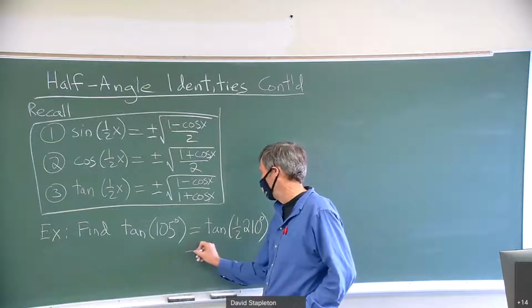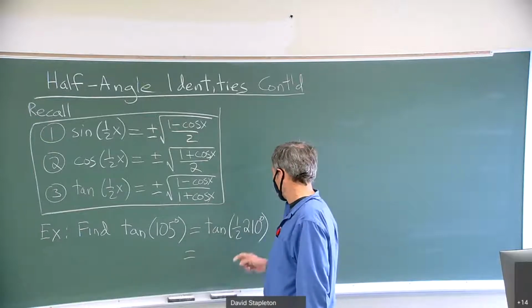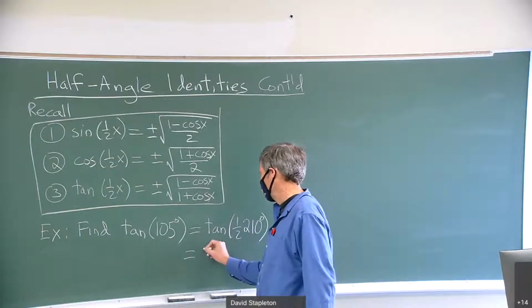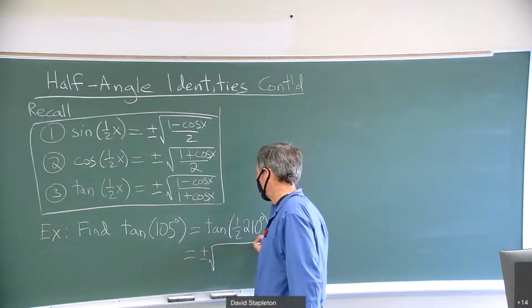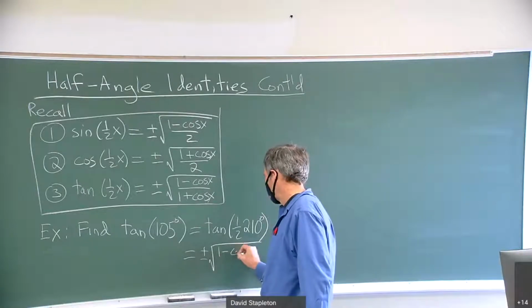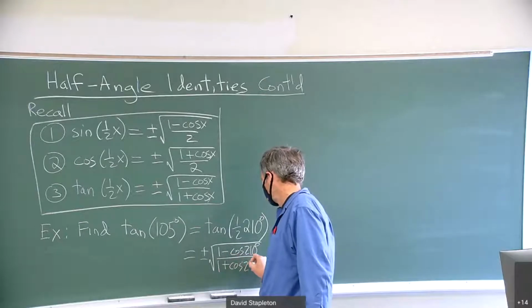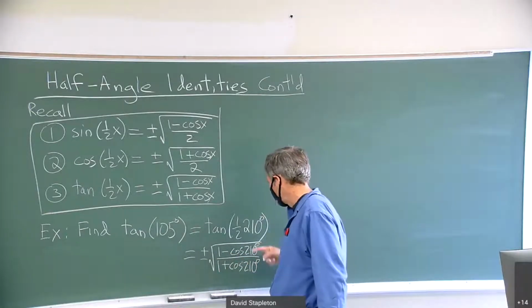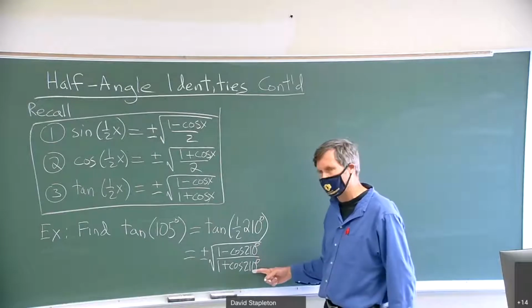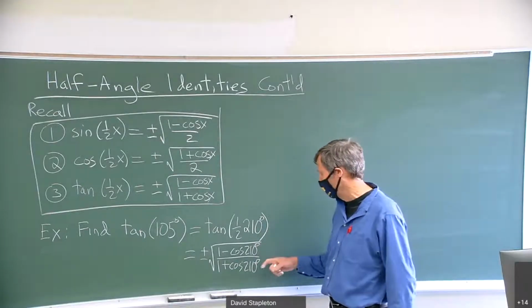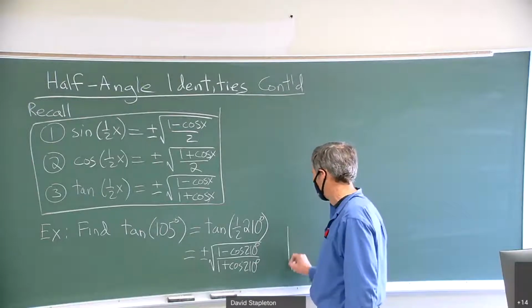If I use the half angle identity, then I use the tangent formula. I say this is plus or minus the square root of 1 minus cosine of the whole angle, 210 degrees, over 1 plus the cosine of the whole angle. And now, since I doubled the original angle, this is a special angle, and I can do this exactly on the unit circle, or if it's an acute angle, I can just use a right triangle.